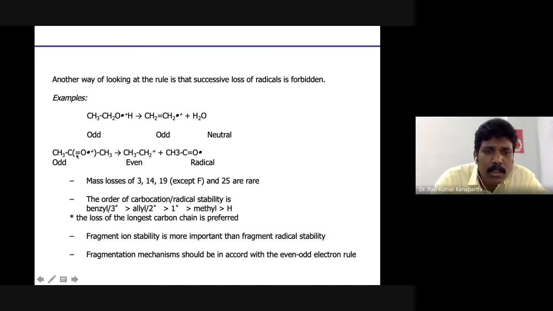And this is the molecular ion, which is an odd electron species, and this will undergo this type of ethyl loss, and also this type of the other one. Okay, so keep these things in mind. Another very important point with regard to the mass spectrum is a general observation.